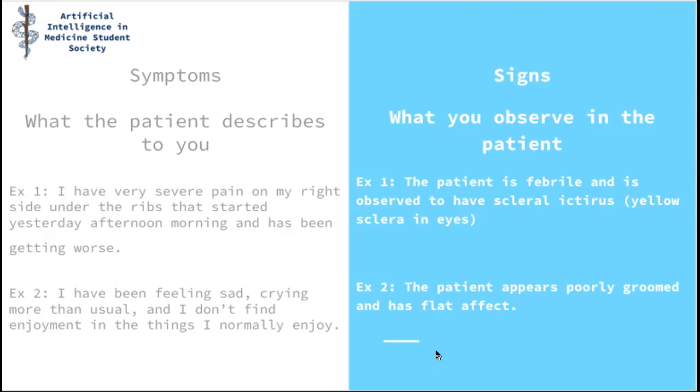So those are observations and they're supposed to be objective. In psychiatry, it's a little bit difficult because there is some physician bias that plays into it. But again, it's supposed to be a little bit more objective than a symptom.